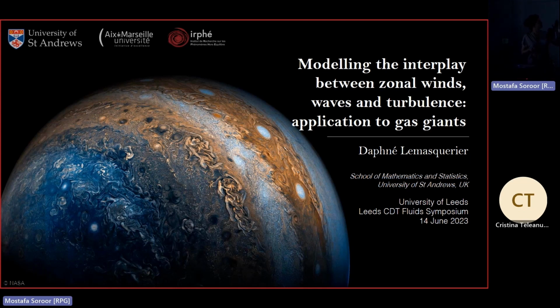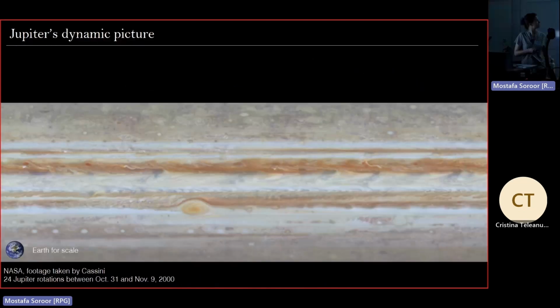And so we're going to kick off this day with planetary fluid dynamics. We have a very diverse program, but we're going to start with some planetary science applied fluid dynamics. In particular, I'm going to talk about the interplay between waves, zonal winds, and turbulence. Zonal winds are east-west winds, which are particularly well visible on gas giants, which is why we are going to focus on Jupiter today.